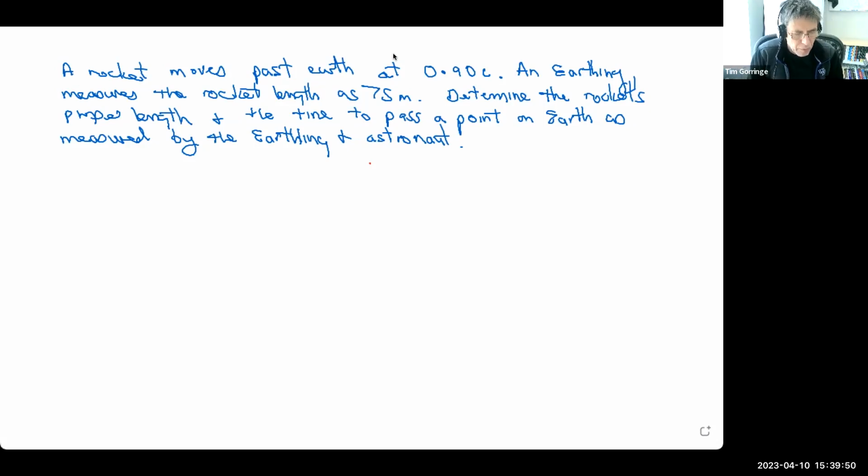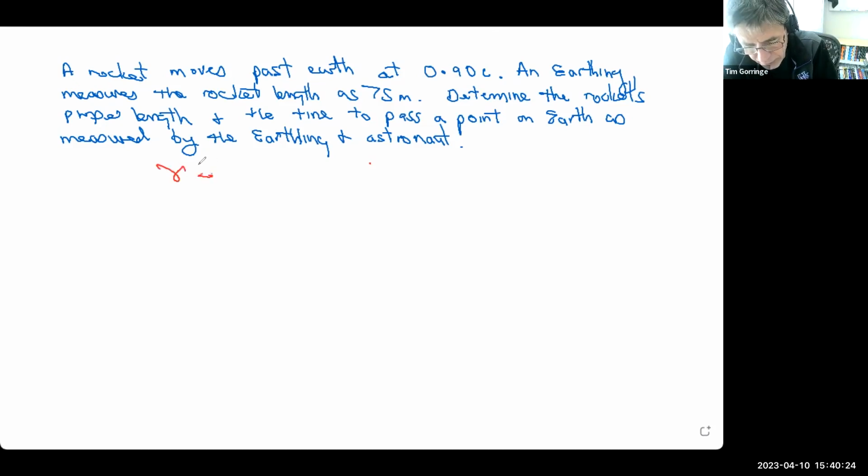Okay, to solve this problem, before I get on with calculating proper lengths and proper times and dilated times, I'm going to calculate an important quantity that we're going to use in those calculations. That's the Lorentz factor. The Lorentz factor is going to govern things like the time dilation and the length contraction, and it is determined by the speed of the rocket with respect to the Earth, or the Earth with respect to the rocket.